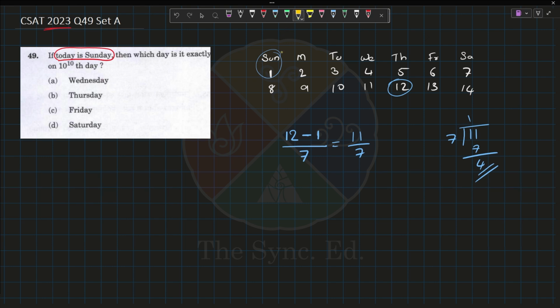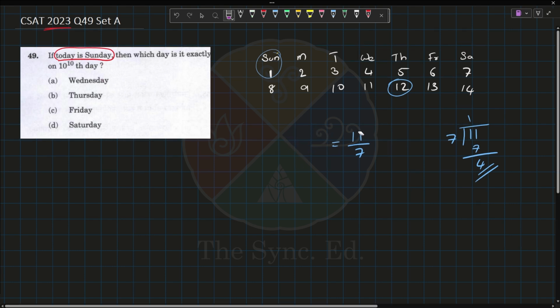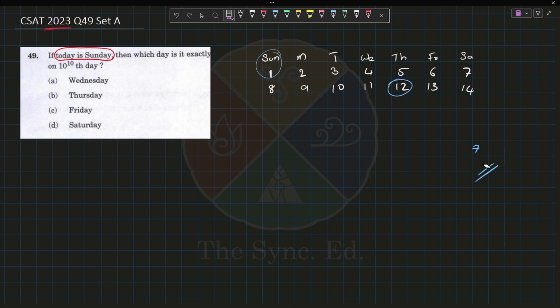If you get remainder 4, that basically means that you have to add 4 to the Sunday, that is Sunday plus 4 days. 1, 2, 3, 4. So the 12th day will be exactly on Thursday. So this is the principle. Now we simply have to apply the same thing in our case. Sunday, Monday, Tuesday, Wednesday. But here we are not looking for the 12th day, we are looking for the 10 raised to 10th day.